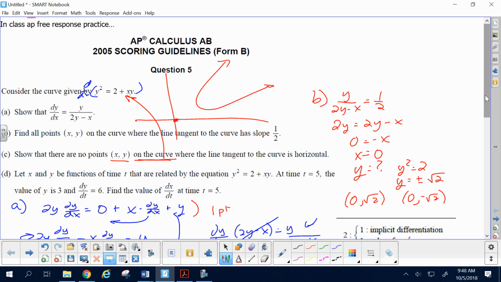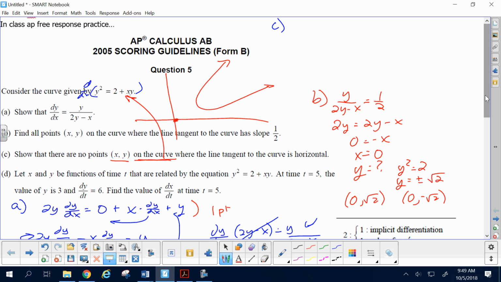Okay, part C. Show there are no points on the curve where the line tangent to the curve is horizontal. Please don't do like I do. This is just terrible math working all over the place. You have room, I don't.